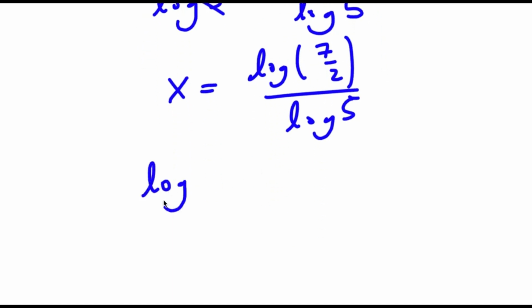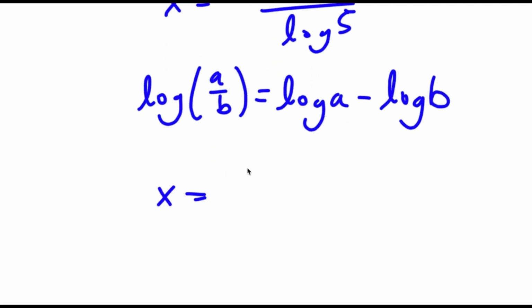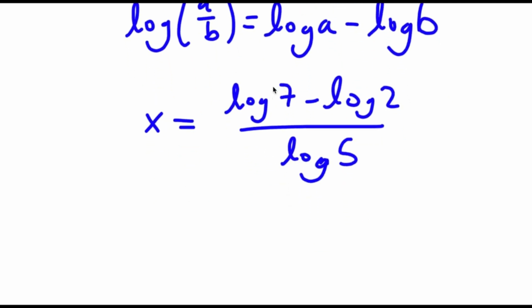Now, if I have something in the form log a over b, this is equal to log a minus log of b. So in this case, I have log 7 over 2, and I can rewrite that as log 7 minus log 2, and I have this over log 5. So now that this is all simplified, all we need to do is plug in the values of log 7, log 2, and log 5.